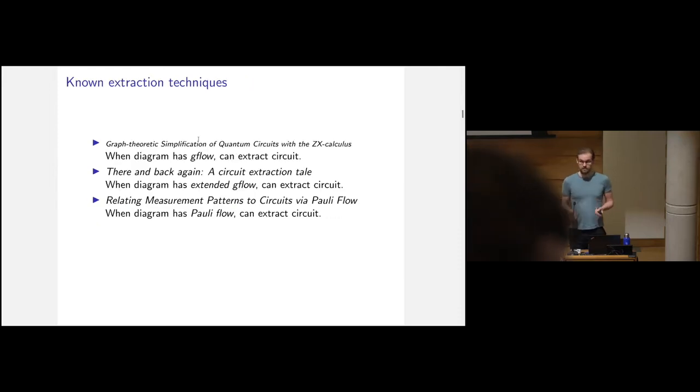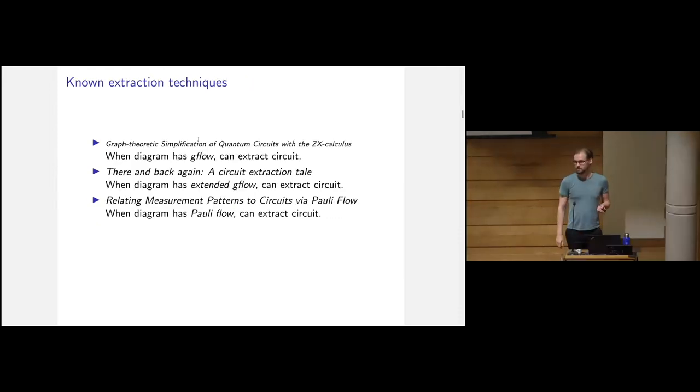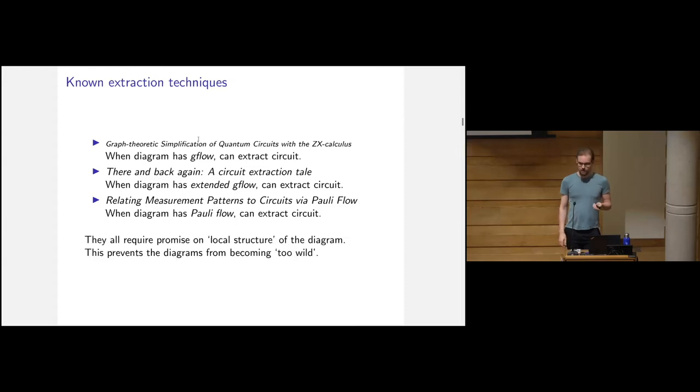There are a couple of known techniques, which Tommy already discussed. All three of these papers were already mentioned in his talk, and they're all about a certain type of flow condition. This is a condition on a diagram about its local structure. It tells you that the connectivity of the diagram is very special, in such a way that it prevents the diagrams from becoming too wild in the intermediate setting. It turns out that if you don't have any condition like this, then it becomes really hard to extract a circuit. And that's what I will show next.